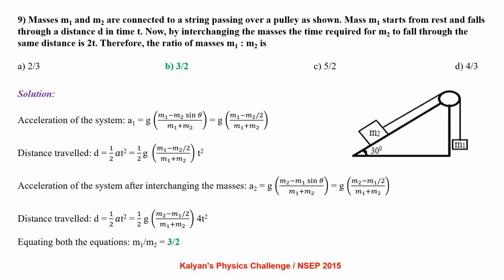Distance travelled d equal to half at square, half into g times (m1 minus m2) by 2 by (m1 plus m2) into t square. Acceleration of the system after interchanging the masses a2 equal to (m2 minus m1) sin theta by (m1 plus m2), that is g times (m2 minus m1) by 2 by (m1 plus m2). Distance travelled d equal to half at square, that is half g into (m2 minus m1) by 2 by (m1 plus m2) into 4t square. Equating both the equations, we have m1 by m2 equal to 3 by 2.